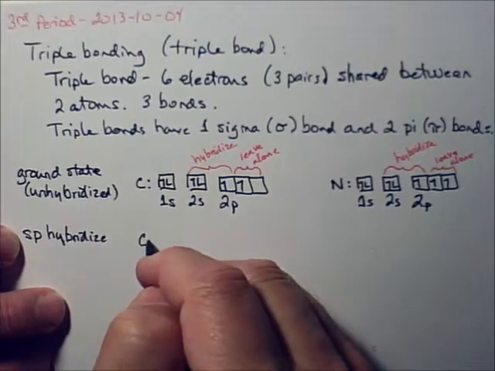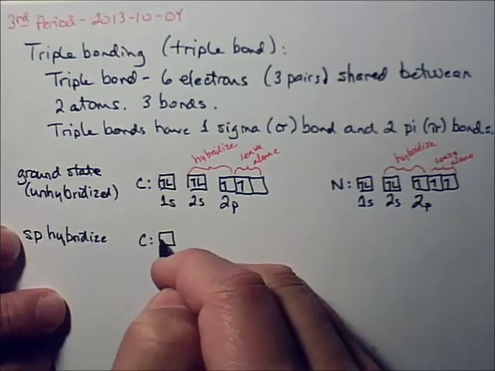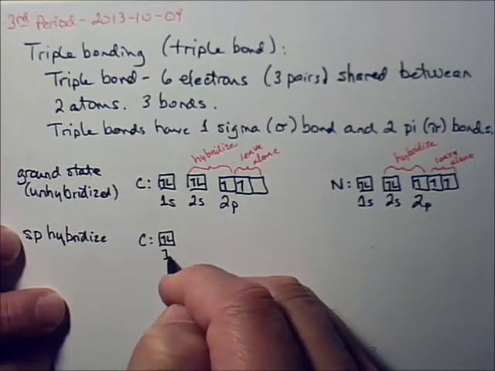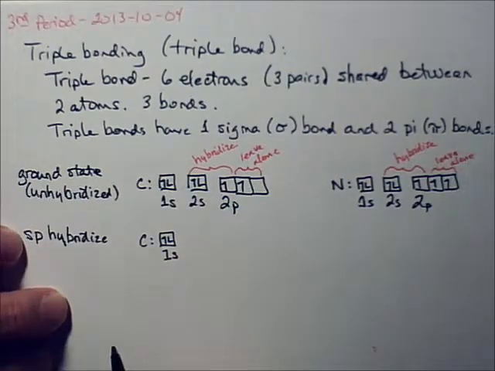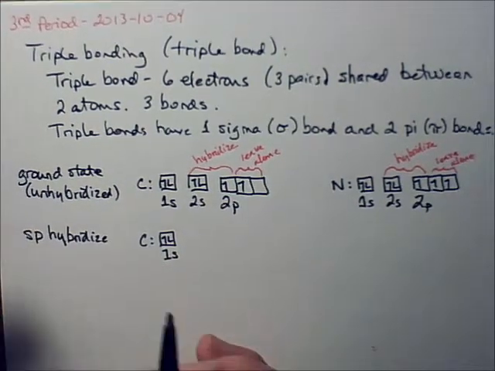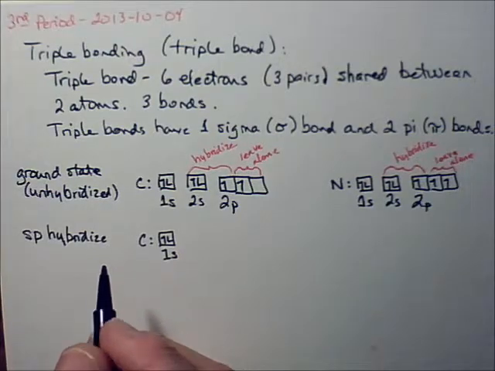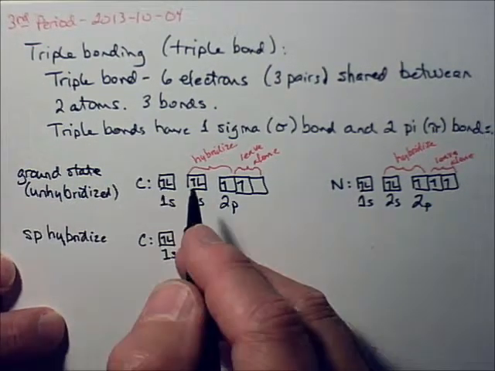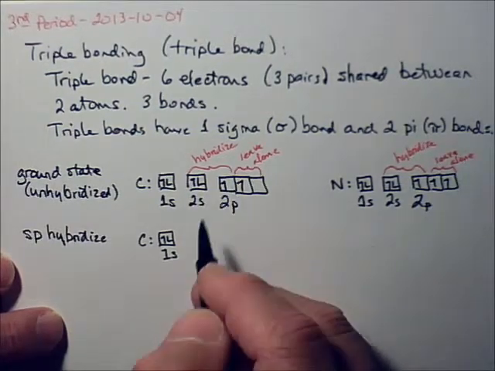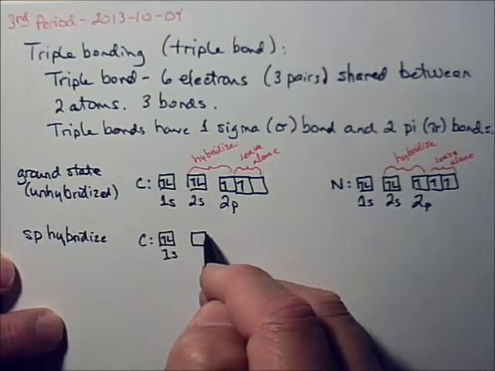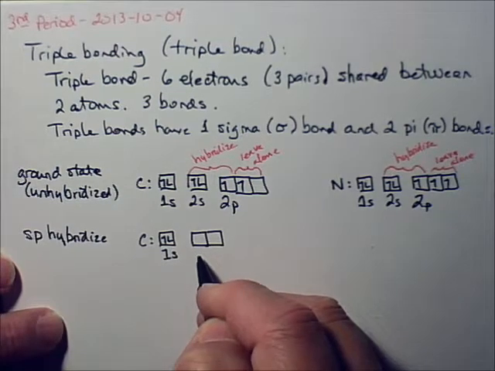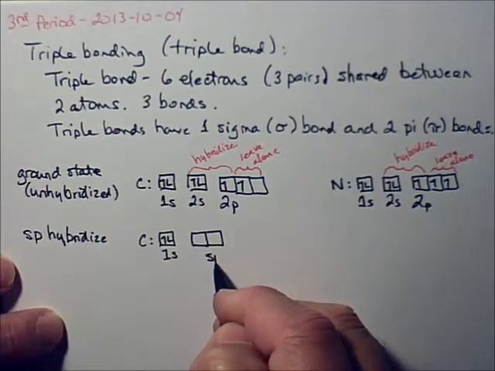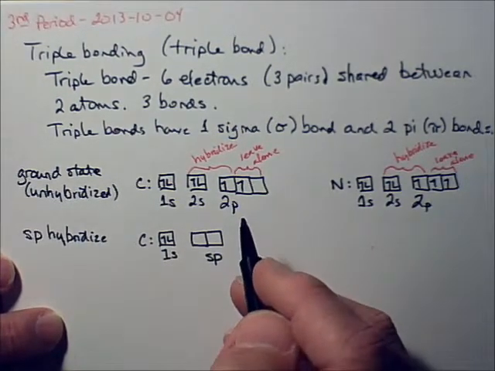All right, so we're going to leave the first primary energy level alone because we only care about the valence level, the outermost energy level for whatever atom we're dealing with. In this case, the outermost energy level for both carbon and nitrogen is level 2. We're only going to hybridize one s and one p. So this is our hybridized set here. And we're going to call these hybridized orbitals sp.